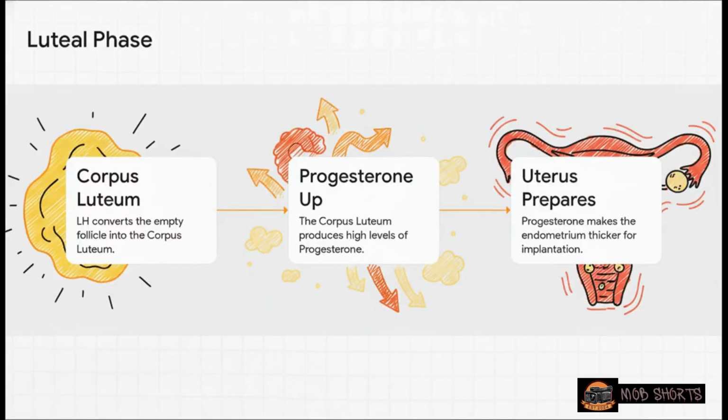Okay, so the egg is gone, but what about the empty follicle left behind? Well, it gets a brand new job. That same hormone, LH, helps transform it into something called the corpus luteum. Now, this corpus luteum acts like a temporary little factory, and its main job is to produce progesterone. Progesterone is the pro-pregnancy hormone. It takes that uterine lining and makes it super thick, spongy, and perfect for a fertilized egg to implant.